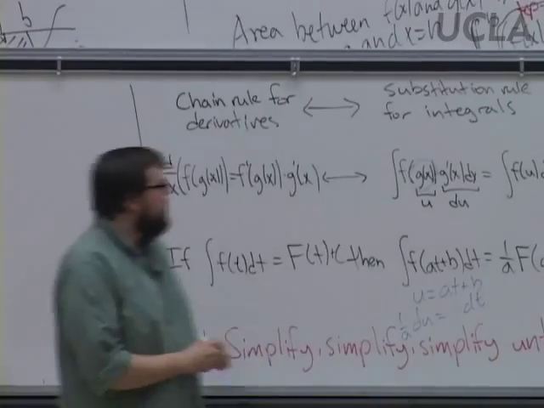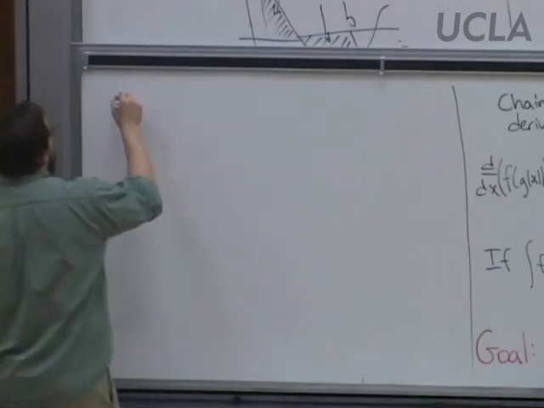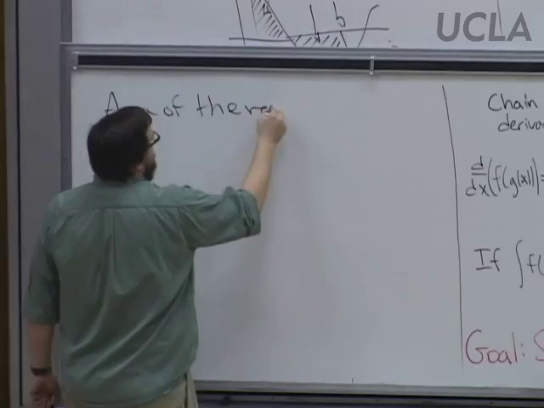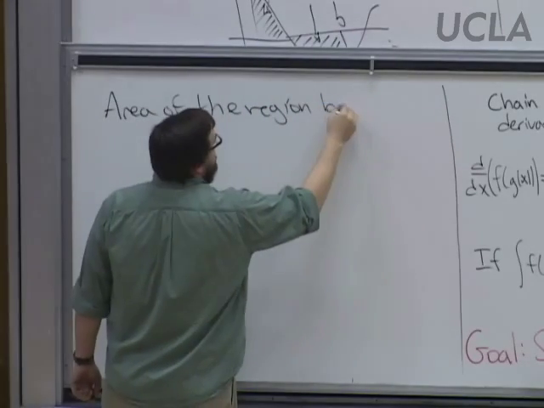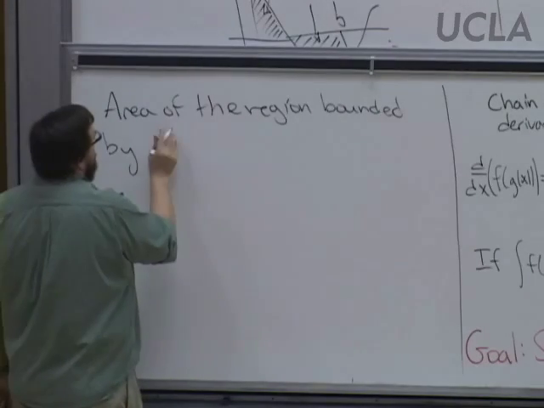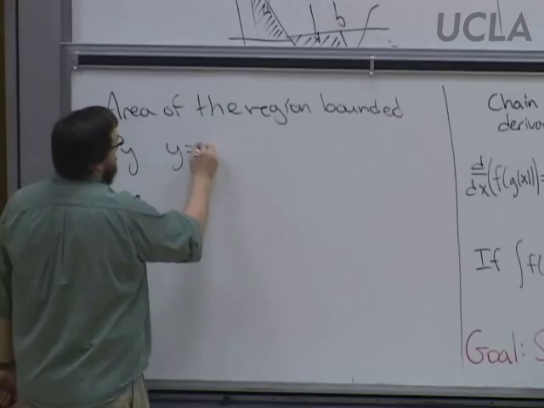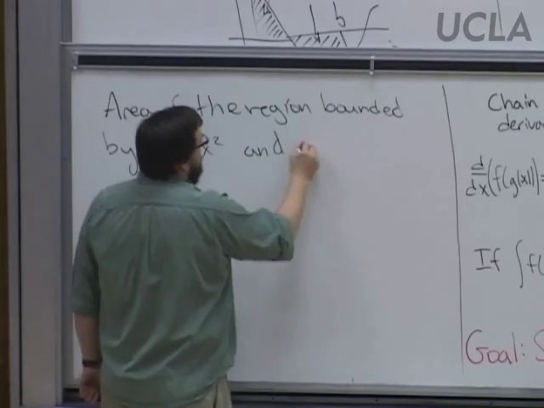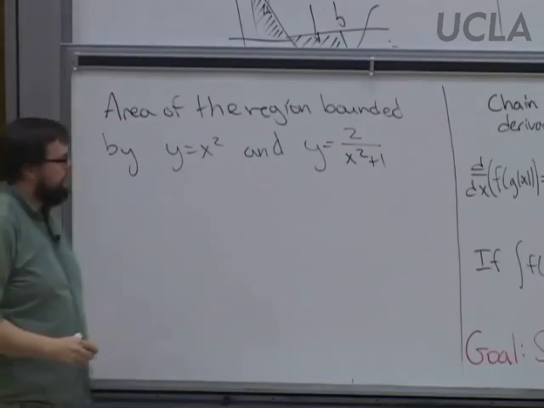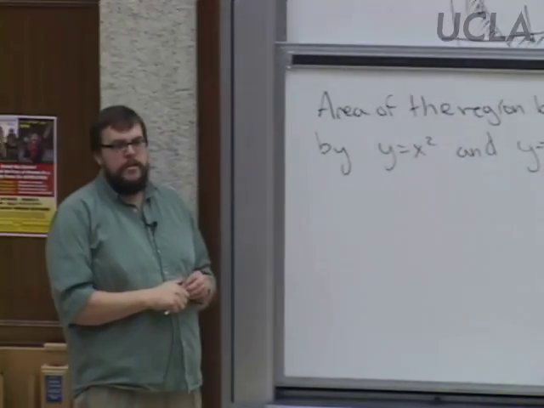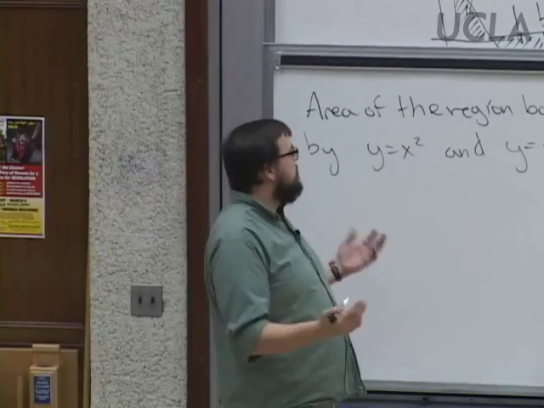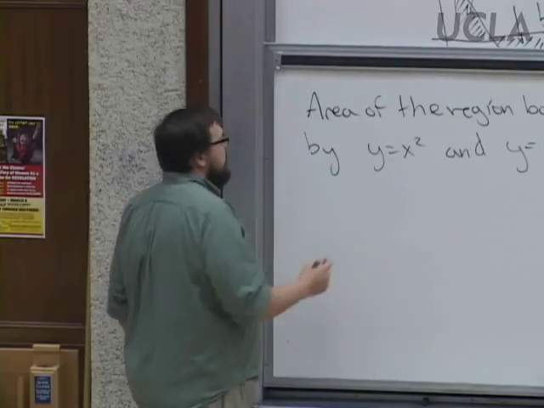So for instance, suppose I ask for the area of the region bounded by y equals x squared and y equals 2 over x squared plus 1. But I'm not telling you from this point to this point. I'm just saying, here's two curves. I want you to find the area. Now, you have to think about, well, what do I mean?